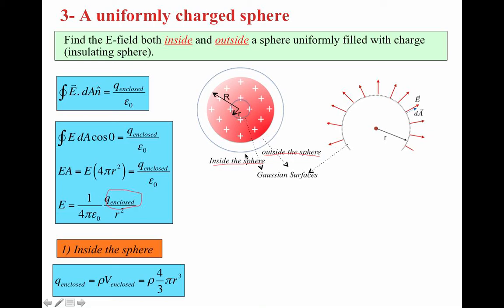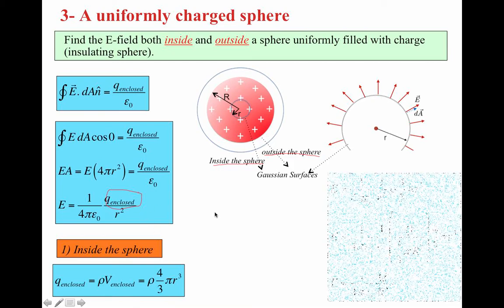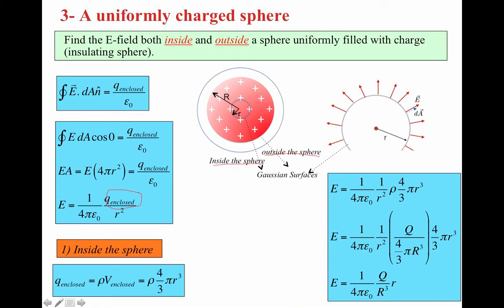Okay, if I put things together, I'm going to take Q enclosed and put it here and see if I can cancel or do some mathematics. All I've done here is add this Q enclosed, and I'm going to replace rho with its value, because rho is defined as Q divided by the volume of the sphere. Remember, we defined this a long time ago: rho is equal to Q divided by V.